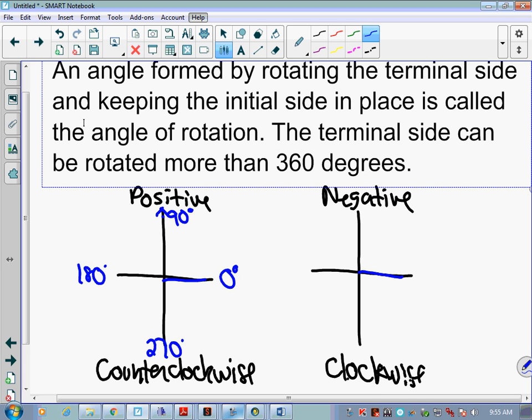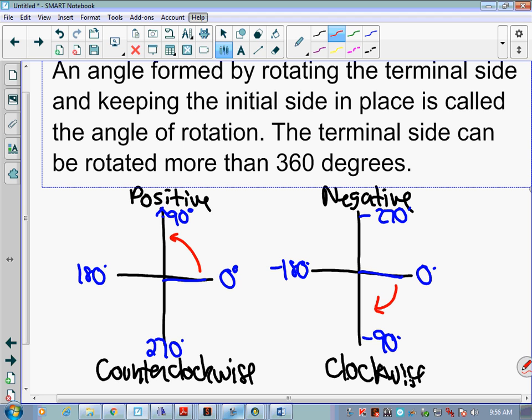Okay? In negative rotation, this is negative 90, negative 180. Okay? Negative 270. Okay, and this is still 0. Okay, so this is going to go from here, this direction. This is going to go from here, this direction. Okay, we'd follow our terminal side on around those ways. Okay, any questions about that so far?